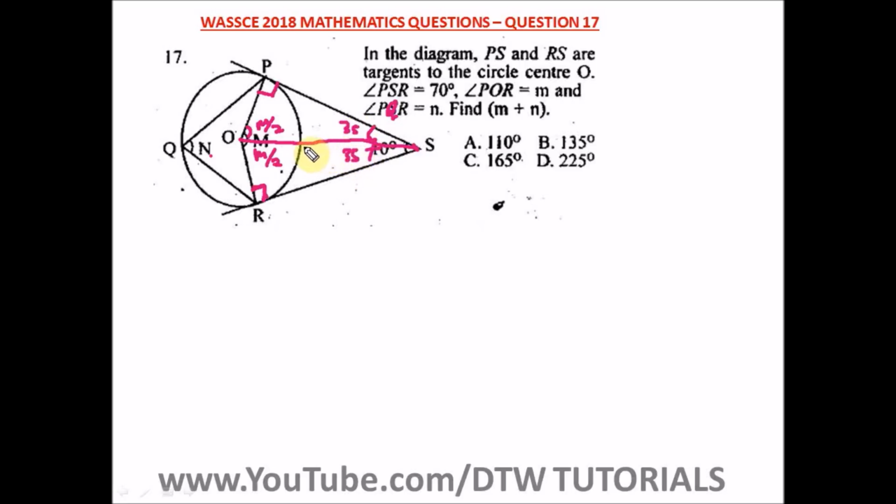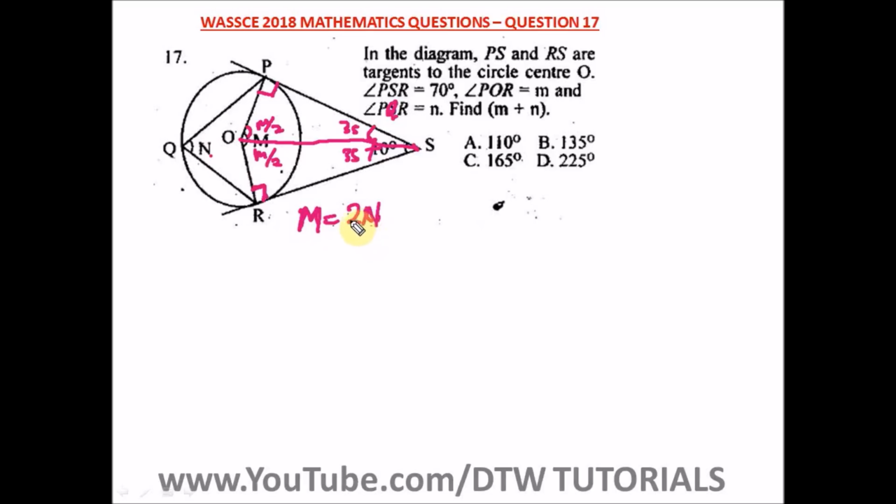If you remember, our circle theorem states that the angle subtended by an arc at the center of a circle is twice that at the circumference. So angle M is equal to 2N. I hope you remember the circle theorem, which says the angle subtended by an arc at the center of the circle is twice that subtended at any point on the circumference. So M is equal to what?